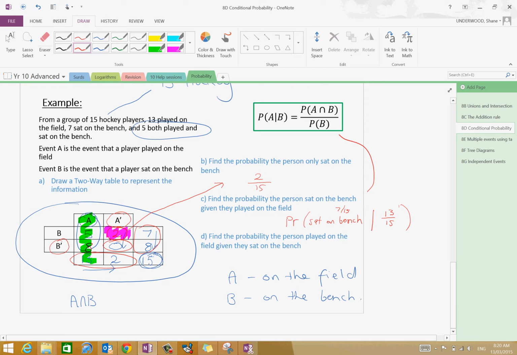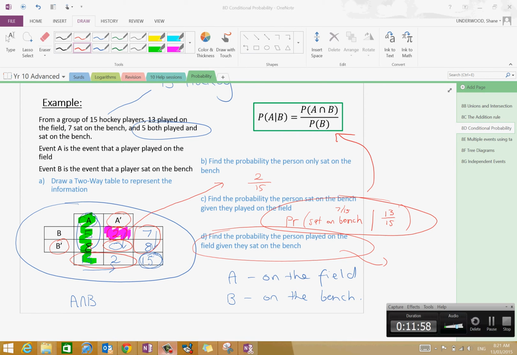Now, I'd like you to use this formula over here, and I've explained that formula, so you should be able to work it out. Now, find the probability the person played on the field, given that they sat on the bench. Well, that is the probability. So let's have a look at this. I'm going to pause the video now, and I'd like you to have a go at it, and I'll reveal my solution in a moment.